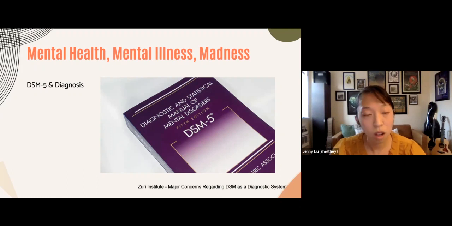With this understanding, we can take a step back and see that diagnoses can be a privilege because they can bring people to different supports that they may need, but they can also be a tool of further oppression. And those two things can coexist at the same time.